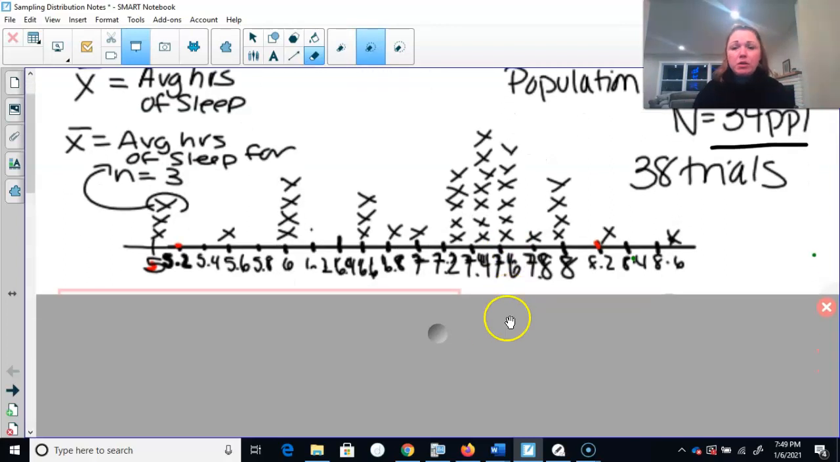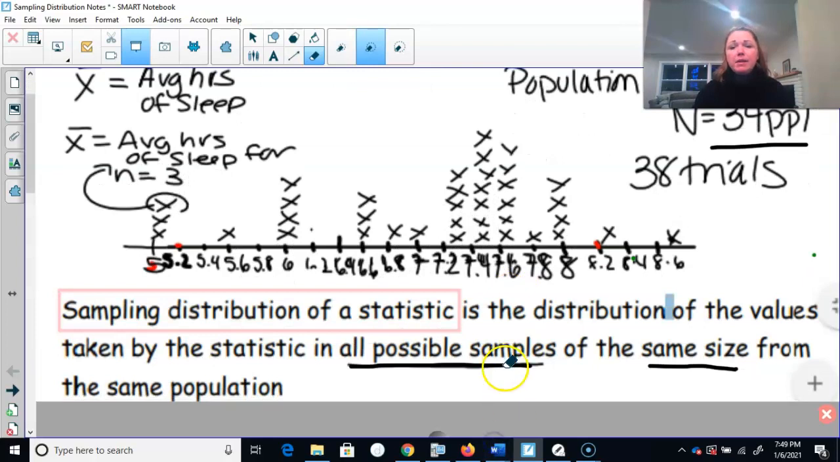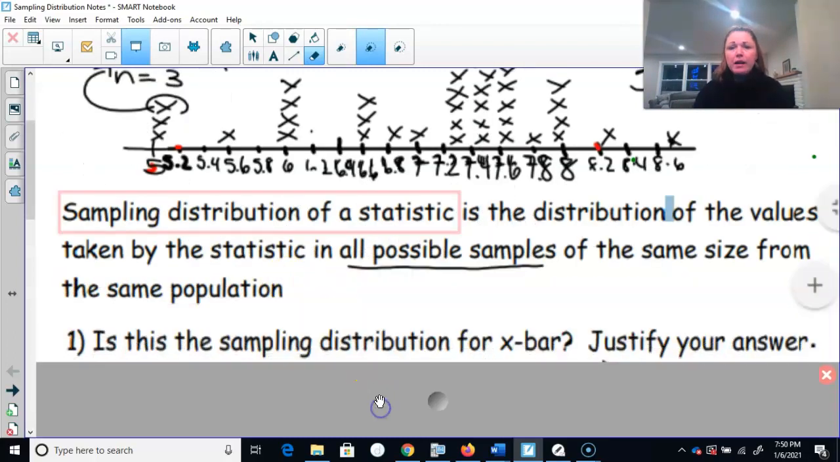What is a sampling distribution of a statistic? A sampling distribution of a statistic is the distribution of values taken by the statistic in all possible samples of the same size from the same population. Whoa, lots of words, right? So let's ask, is this a true sampling distribution? Is this the sampling distribution for X bar? Instead of saying sampling distribution of a statistic, I said sampling distribution for X bar.